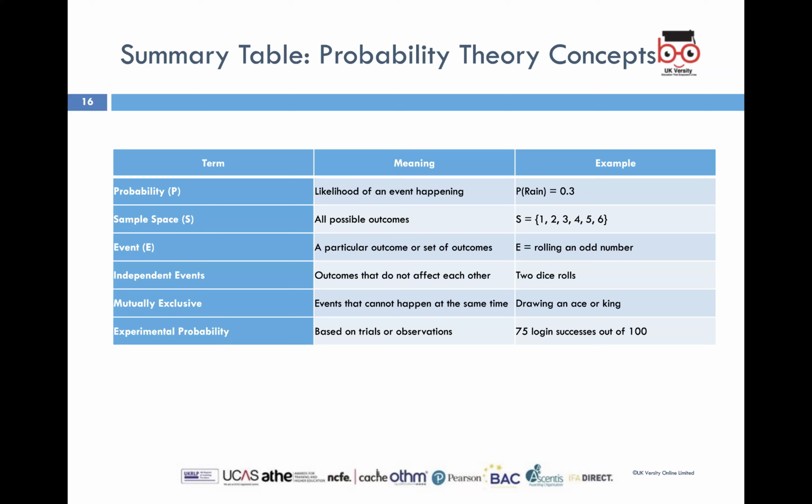Independent events are outcomes that do not affect each other, for example, two dice rolls. Mutually exclusive events cannot happen at the same time, for example, drawing an ace or a king on a card. Experimental probability is based on trials or observations, for example, 75 login successes out of 100.